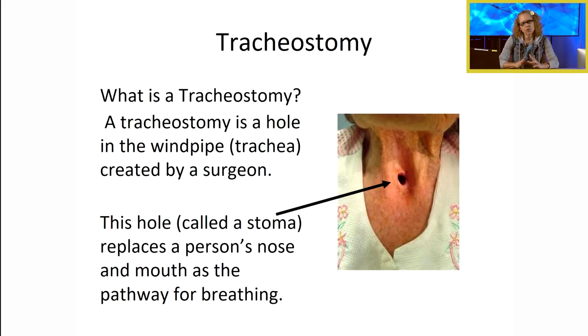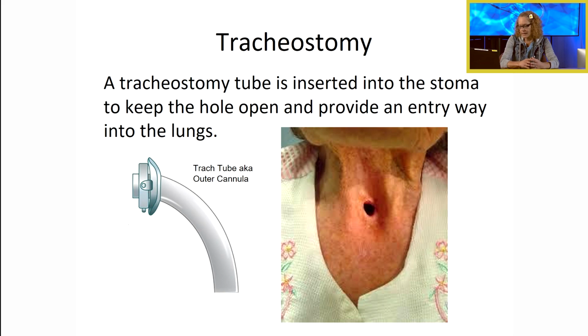If we need to move to a more permanent type of artificial airway, we need what is called a tracheostomy. This is a hole in the windpipe, or the trachea, created by a surgeon, and it's called a stoma. It replaces the nose and mouth as the pathway for breathing. Here we can see the tracheostomy tube. This is inserted into the stoma to keep the hole open and provide an entryway into the lungs. This trach tube is also referred to as the outer cannula.